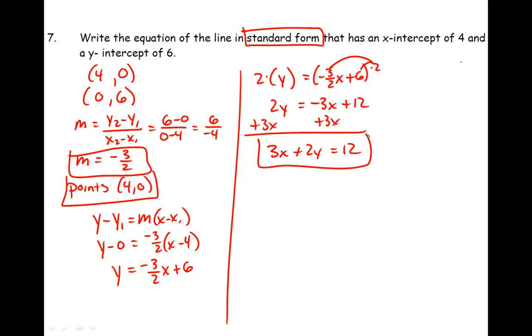As you can see, I took my 2 points, I found out what a slope was, I took my slope and one of the points that they gave me, it didn't matter which one, you could have chosen the y-intercept. Then I go ahead and plug it into my point slope, distribute in my slope, manipulate it so that I don't have fractions. I multiplied by 2 to get rid of the fractions, and then I made sure that my x wasn't negative. So I'm in standard form. That is your answer.